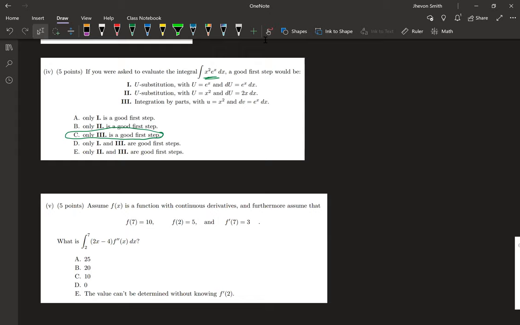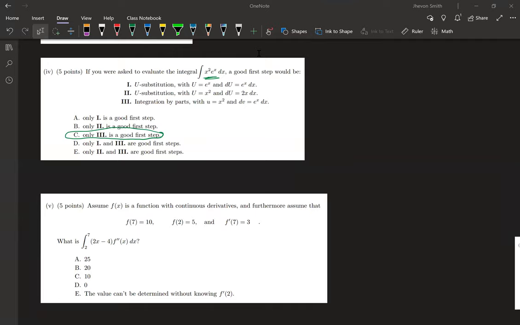You're of course going to look: does a basic rule cover this, or can I simplify to get a basic rule, or would a substitution work? But again, you should have enough experience at this point to know that substitution is not going to really help me there, and integration by parts just kind of jumps out at you.